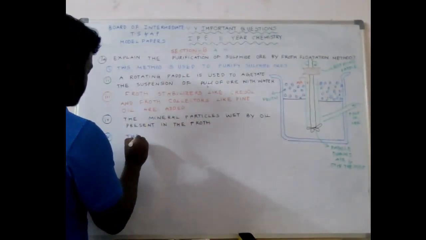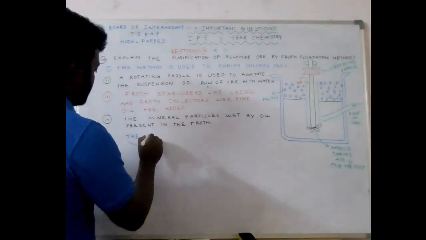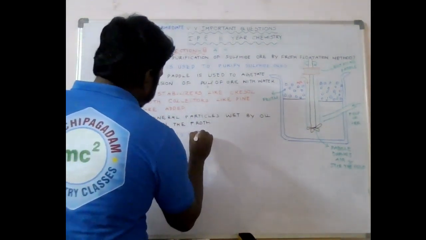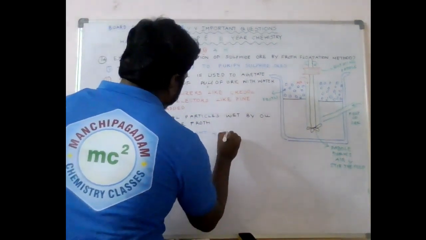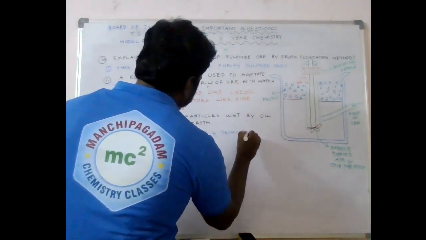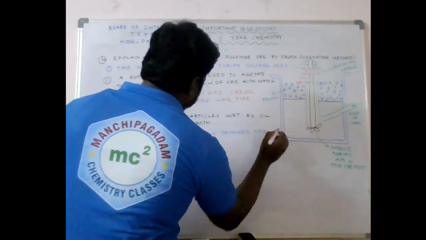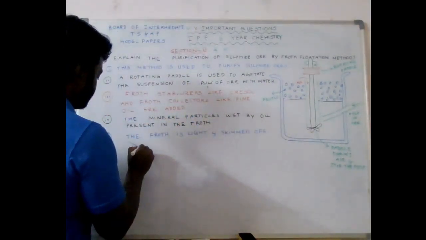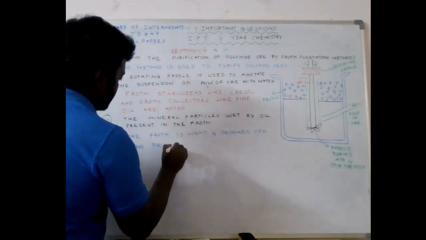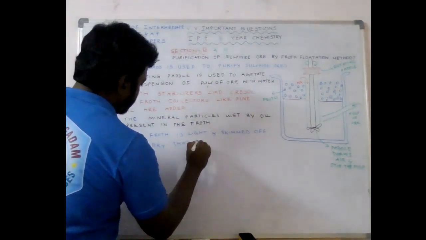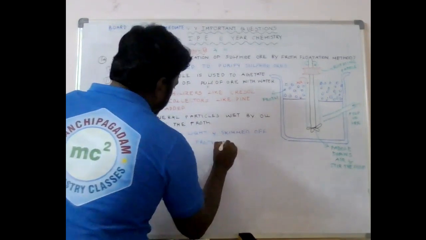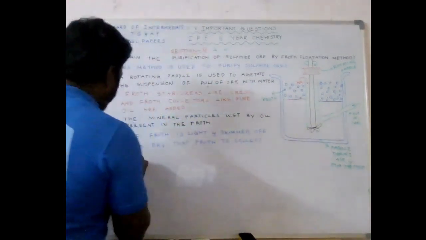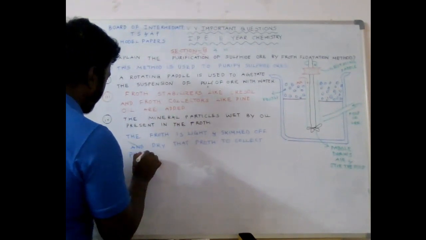The froth is light and skimmed off, meaning we removed it, and dry that froth to collect purified sulfide ore.